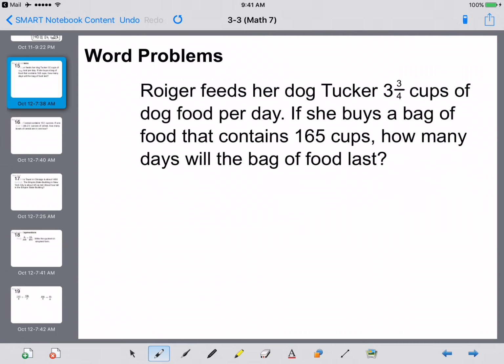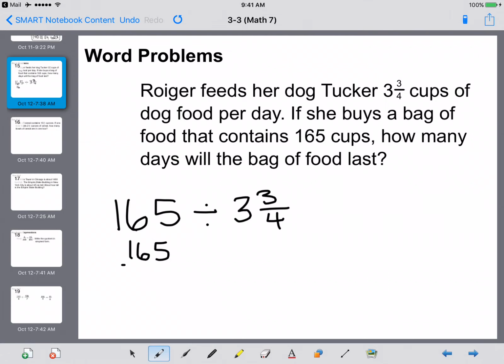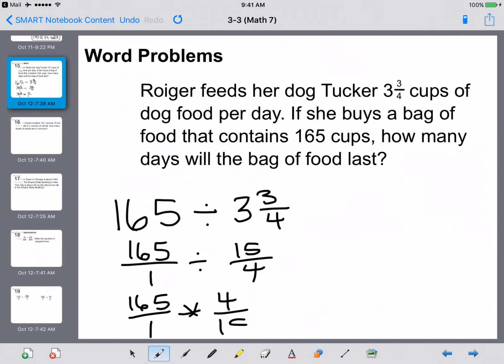So she has 165 cups that she's breaking down into 3 3/4 cup pieces. We need to turn these into improper fractions, so 165 over 1 divided by 3 times 4 is 12, plus 3 is 15/4. We're going to multiply by our reciprocal, so stay, switch, and flip. Now we just multiply straight across.